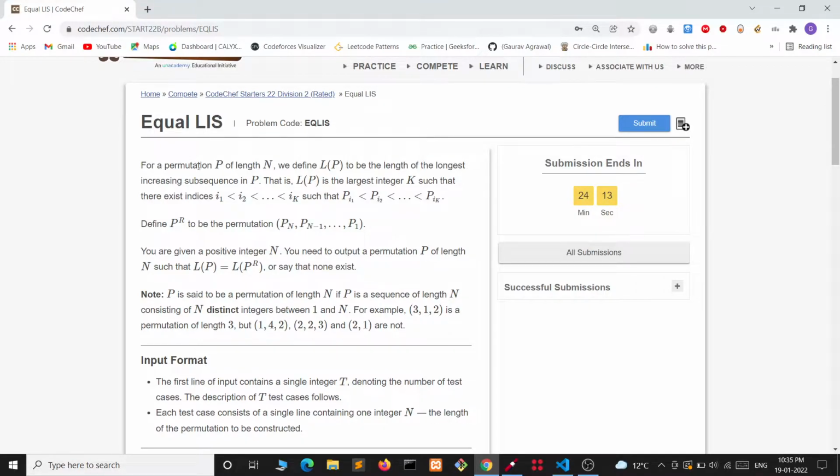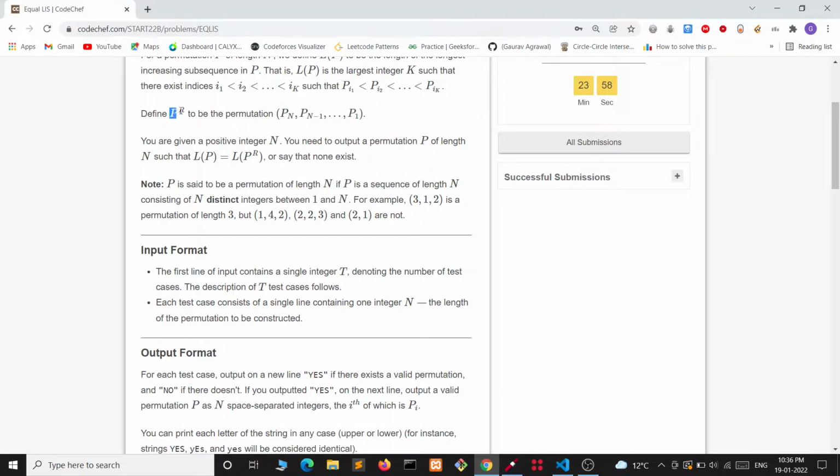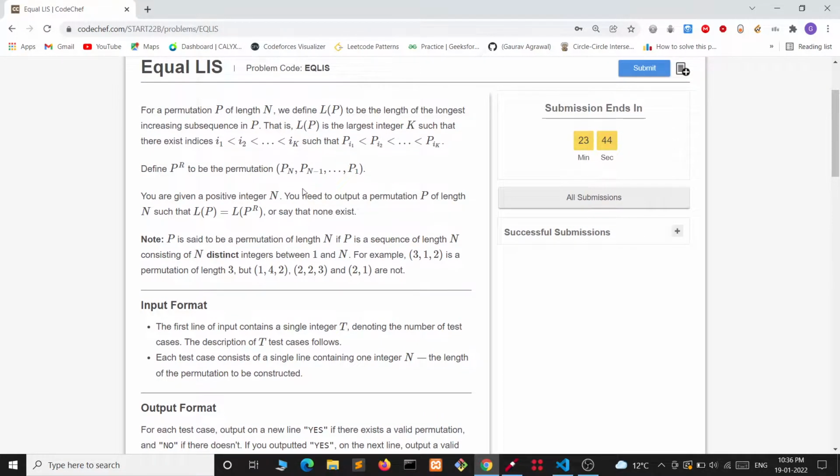In the problem statement, we are given a permutation P of length n, and we define L(P) as the length of the longest increasing subsequence in P. We are also given that P_R is the reverse of permutation P. After that, we have to print a permutation P of length n such that L(P) is equal to L(reverse of P). That means we have to print a permutation such that the length of the longest increasing subsequence in P is equal to the length of the longest increasing subsequence in the reverse of P.